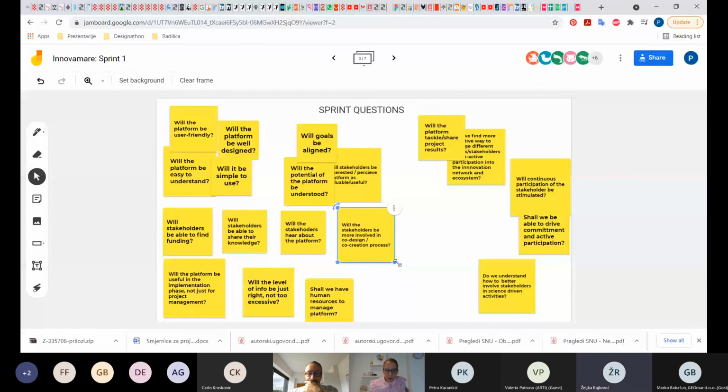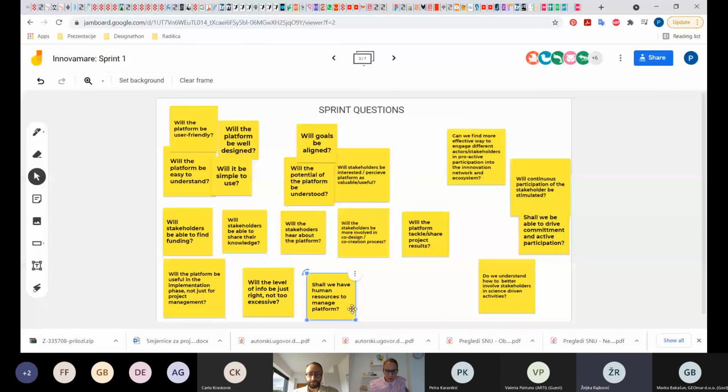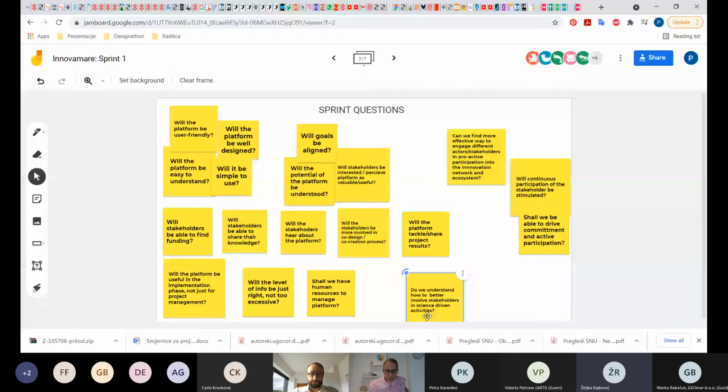Yes, we are trying to involve them as much as possible, since they will be the users of the platform. So we will want to make it as accessible and attractive to them as possible. Okay.